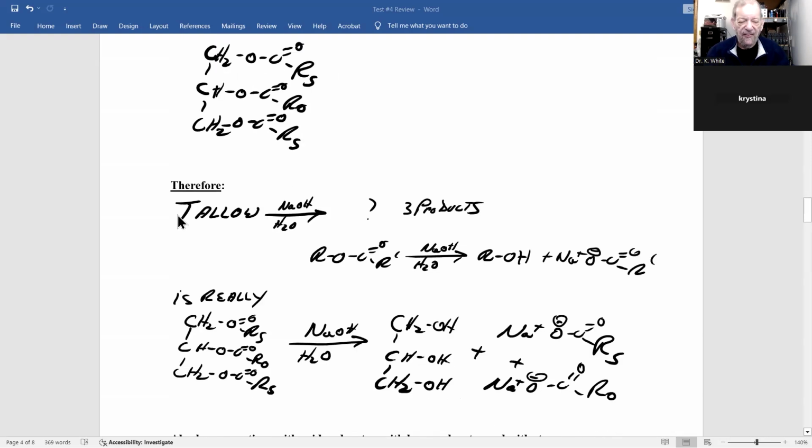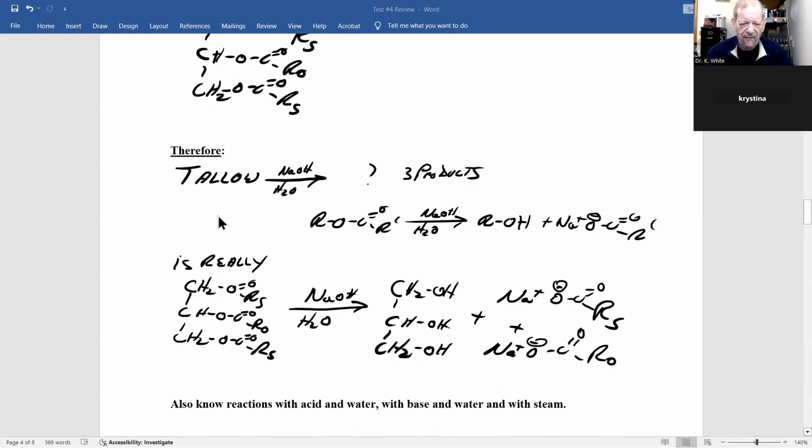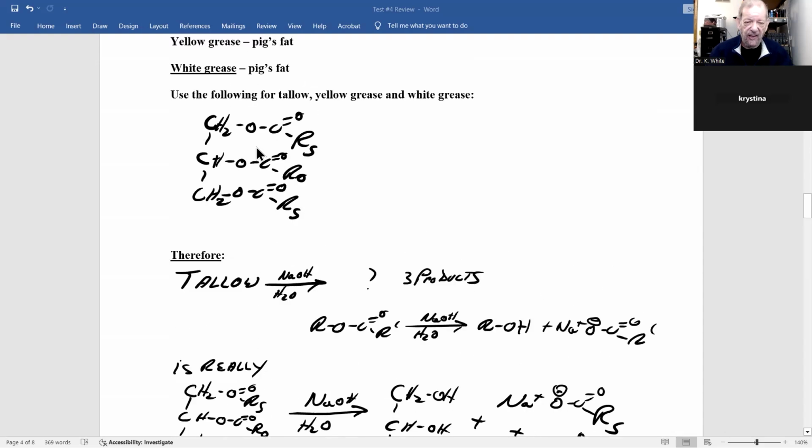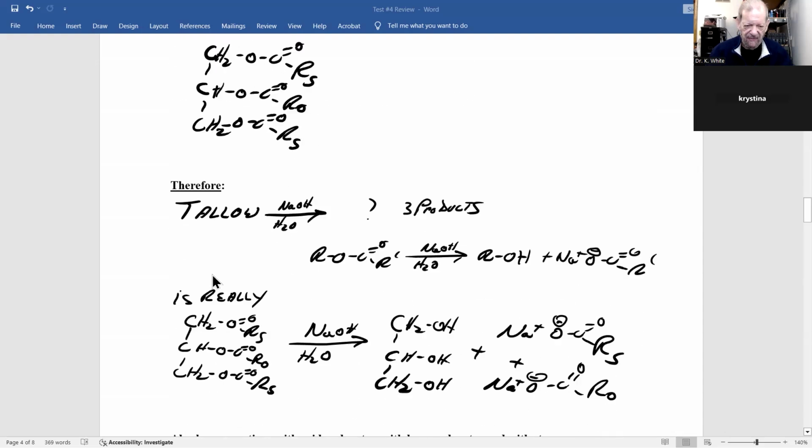All right, therefore, you should know if on a test I have tallow reacting with sodium hydroxide and water, what three products do you get? Well, tallow is a triglyceride, an ester. You get alcohol plus carboxylate anions. But when I say tallow, you should know, you should write this down. Same thing if I say yellow grease or white grease here.